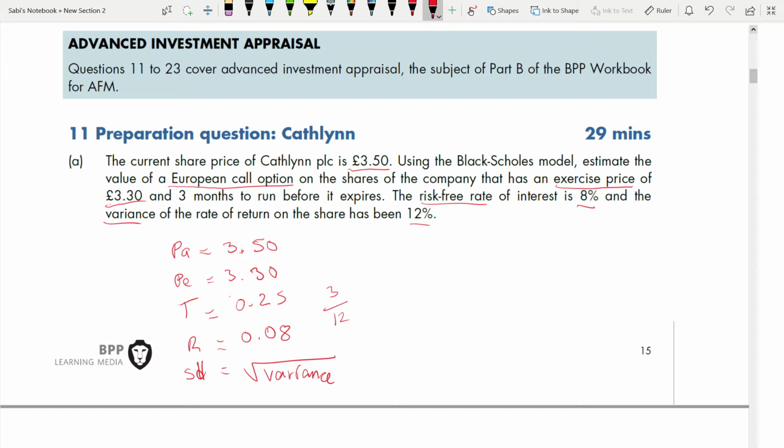So here the variance is 12%, so the standard deviation is the square root of 0.12, because it is 12% they are saying. Now we have got all the 5 components of our Black-Scholes model. Now we just have to use our calculator, put in the numbers and get the answer.